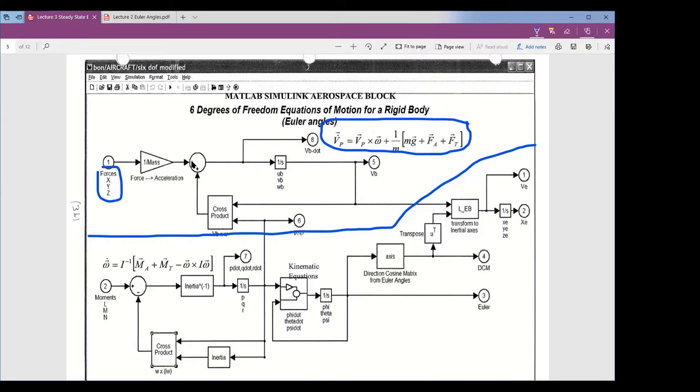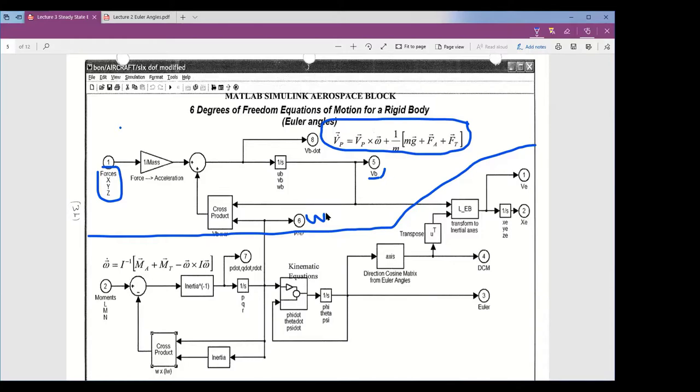And then we need to add to it the cross product of VP cross omega. So we're going to have to create that over here. That's what this cross product block does. It takes VB and crosses it with P, Q, and R. Underneath here is P, Q, and R, so this is omega here, and this is V velocity. So this is the cross product of omega cross VB. So this block does the cross product.